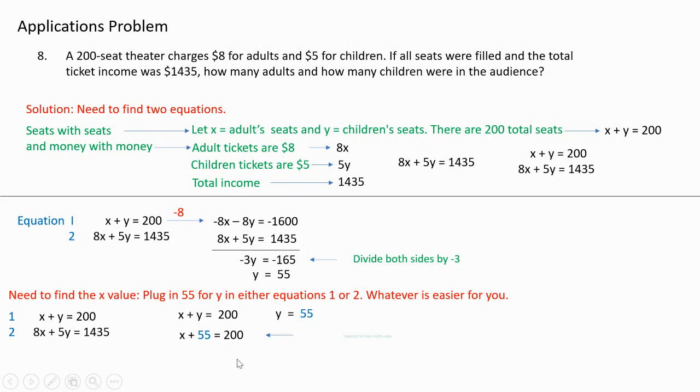And we subtract 55 from both sides. So x equals 145. So my x is 145. My y is 55, but that's not what they're asking. They're asking how many adults and children are there. Since x represents adults, it's going to be 145 adults and 55 children in the theater. Okay, that's how this can be applied to a real life situation.